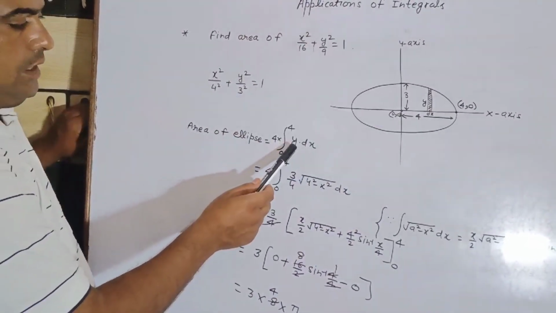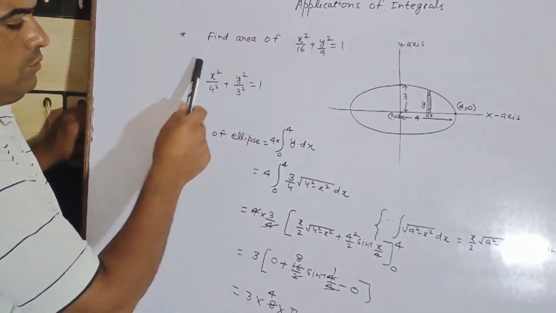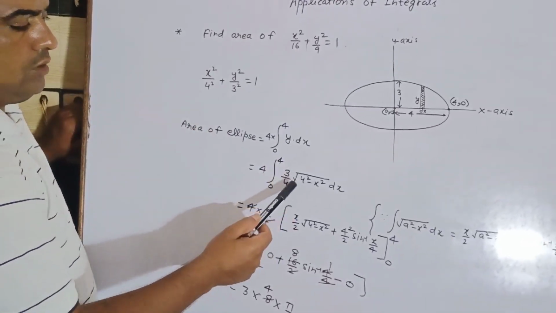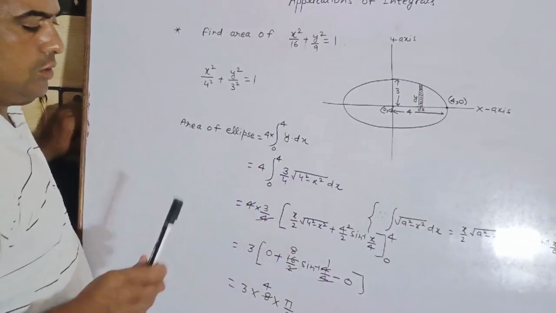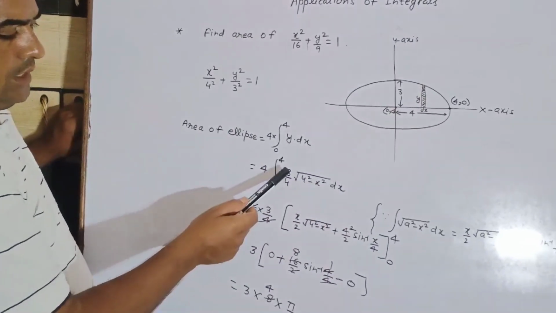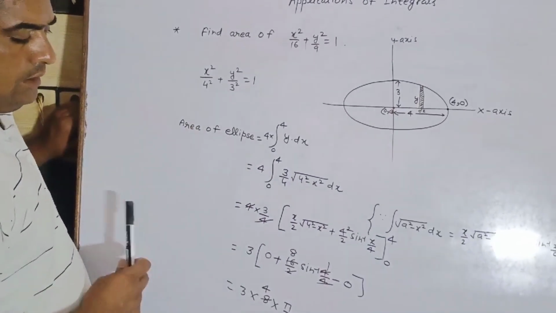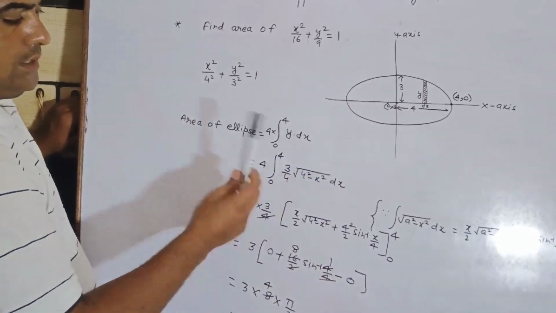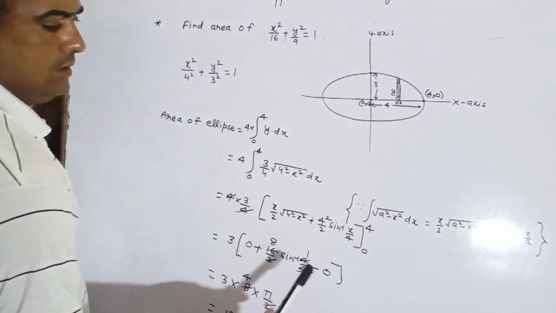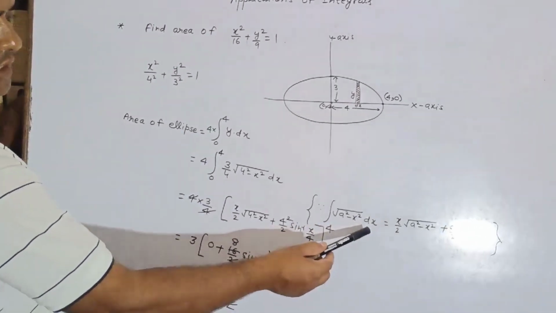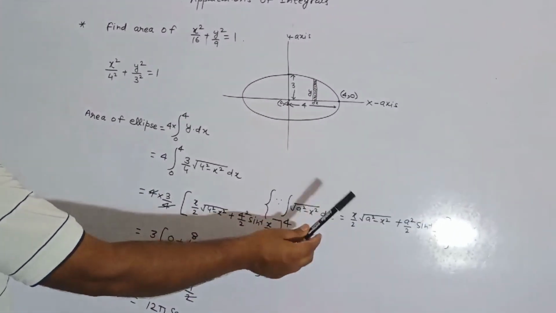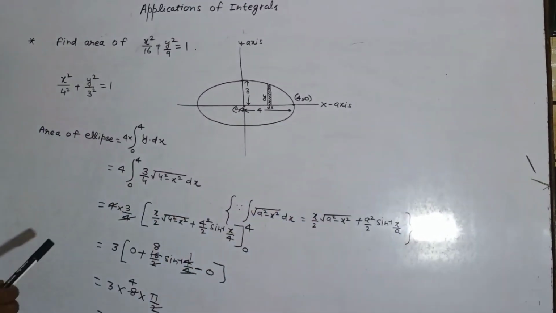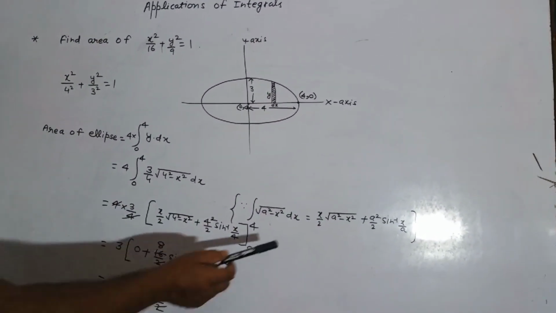Now we are putting the value of y from this equation. If you find the value of y, you will get 3 by 4 square root of 4 square minus x square into dx. Now we will write this 3 by 4 outside the integral. 4 cancels out, and the integral of 4 square minus x square we find with the help of this formula: the integral of square root of a square minus x square dx is equal to x by 2 square root of a square minus x square plus a square by 2 sine inverse x upon a. We are using this formula.